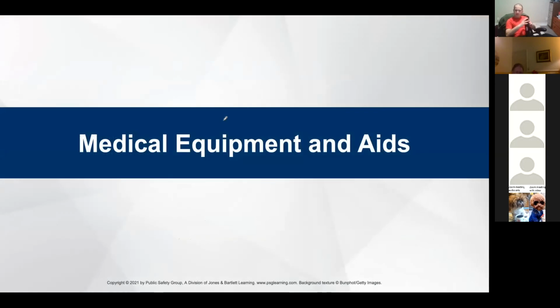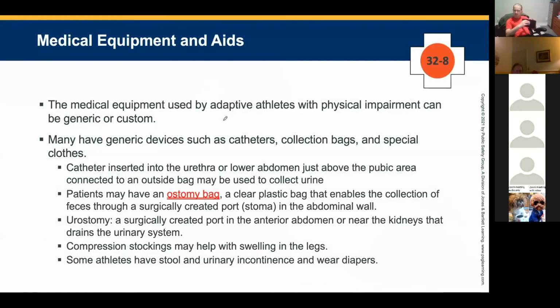All right, so now going into some of the specific medical equipment and aids that we may see. There may be various medical equipment used by adaptive athletes with physical impairments that can be generic or custom. Many have generic devices such as catheters, collection bags, and special clothing. Catheters are inserted into the urethra or lower abdomen just above the pubic area, connected to an outside bag that may collect urine.